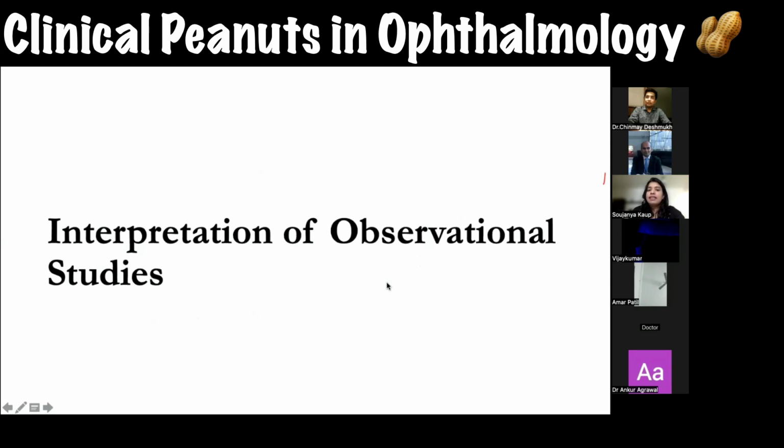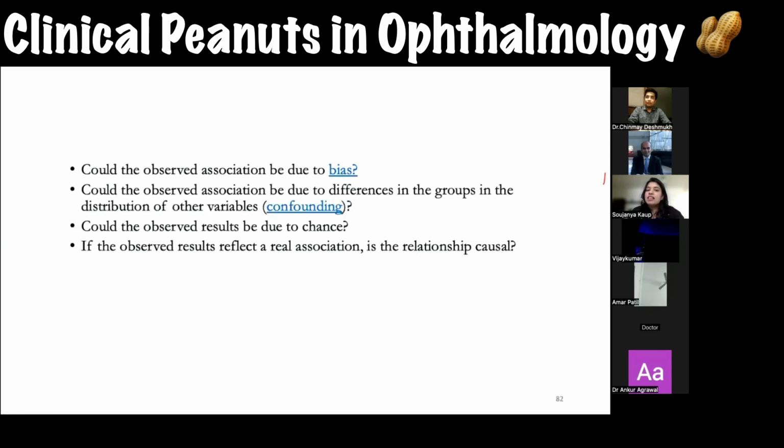So while interpreting observational studies, we should be very careful. We should always ask, could there be any of these biases? Could there be confounding? Could the observed results be just because of random chance? And if there is an association, is the association causal? So when you're especially analyzing or critiquing an article, these are some of the things you have to look for, especially for an observational study.